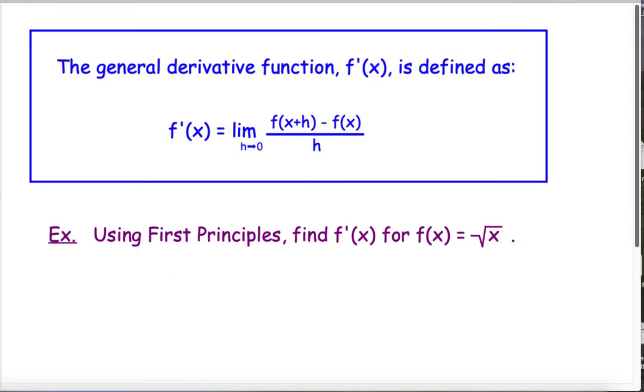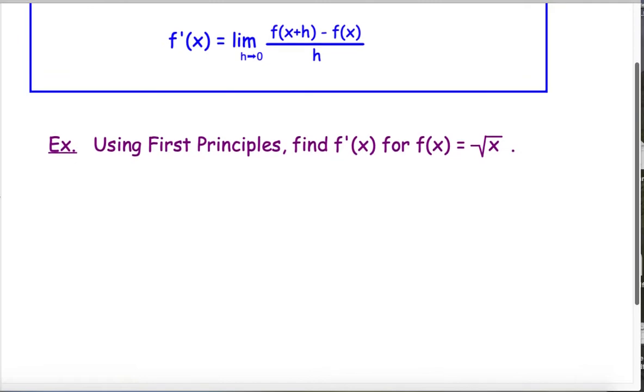So using first principles, find f prime of x for the function the square root of x. You might want to hit pause, calculate this, and then check your answer, or at least just for practice. All right, so the general derivative f prime of x is going to be the limit as h approaches 0 of f of x plus h, which would be the square root of x plus h, minus f of x, which is the square root of x, all over h. All right, so what do we do with this? Well, we're going to need to do some sort of algebraic manipulation because we can't take the limit as it is, because we're going to divide by 0.